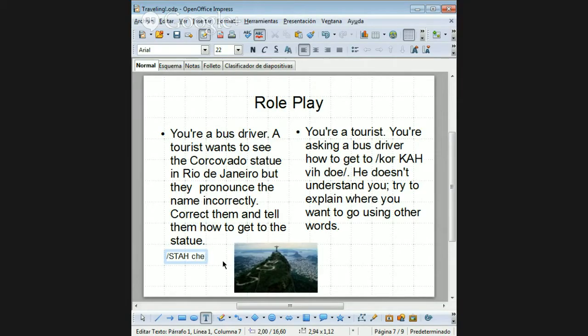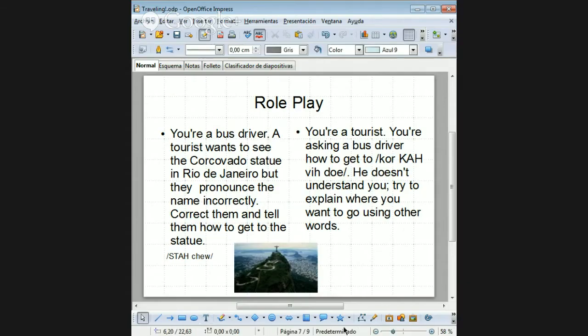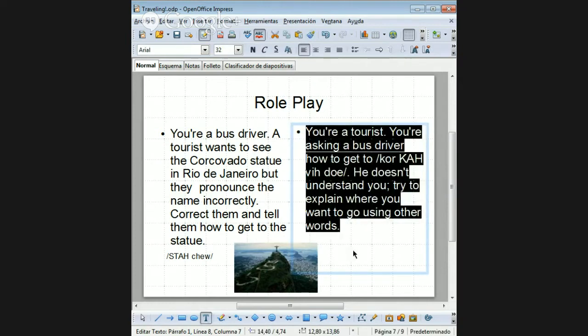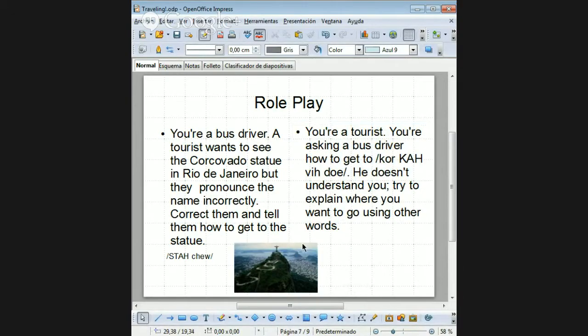How can I pronounce, teacher? Sorry, statue, statue. Statue, okay. Yeah, but good. And let's have Salvatore. Can you read the next role? You're a tourist. You're asking a bus driver how to get to Corcovado. He doesn't understand you. Try to explain where you want to go using other words. Nice. Okay. Good. And so can you guys go ahead and try the role play?